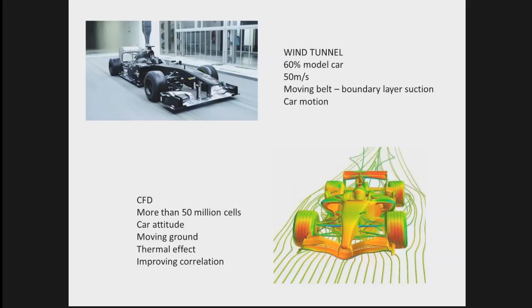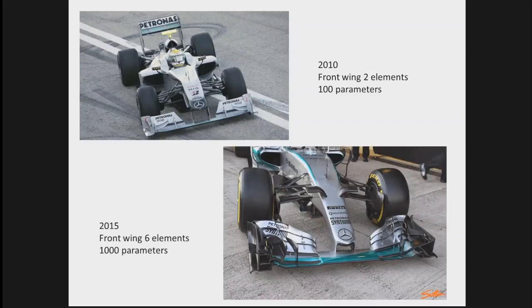Something quite interesting when you come to design a car is to see what the challenge is. If you compare a 2010 front wing on the Mercedes car with a 2015, it's really clear that the development rate is really fast. The front wing was pretty simple in 2010, and you had sort of two elements that were nearly two-dimensional. So you can say that the front wing itself was probably about 100 parameters in a CAD system.